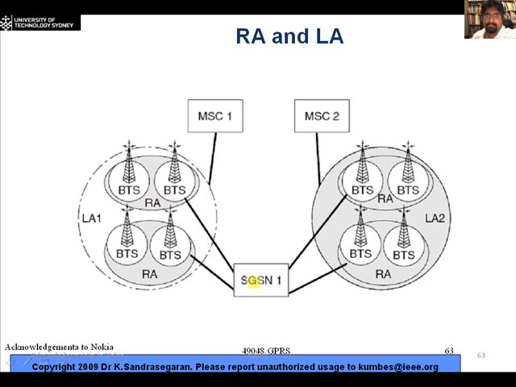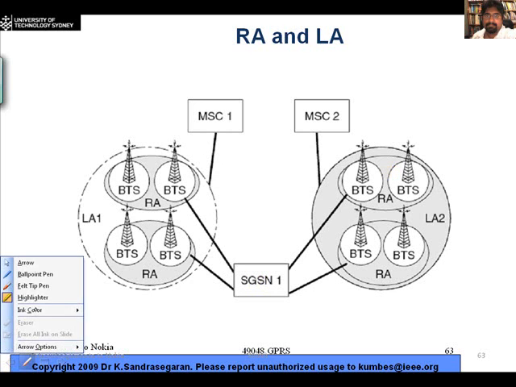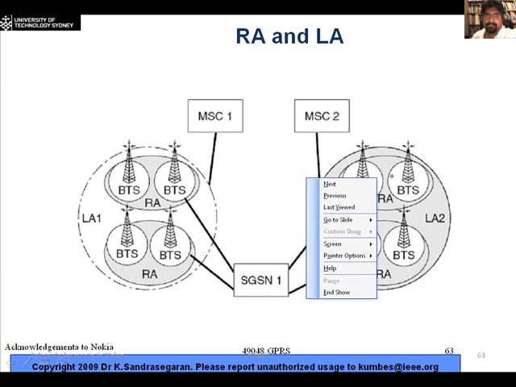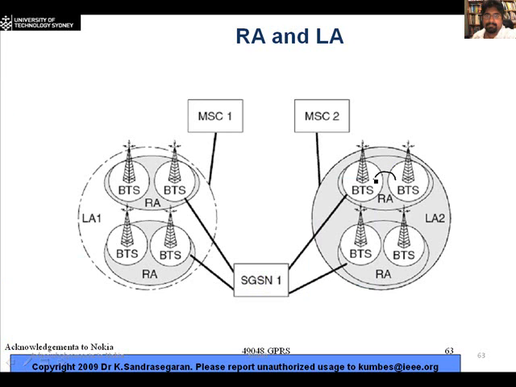So what is an important procedure? Let's consider the case that a subscriber moves from this cell to this cell. What are they changing? Well, they're in the same location area, they're in the same routing area, they're only changing from one cell to another cell. So that will result in a minimum amount of signaling.